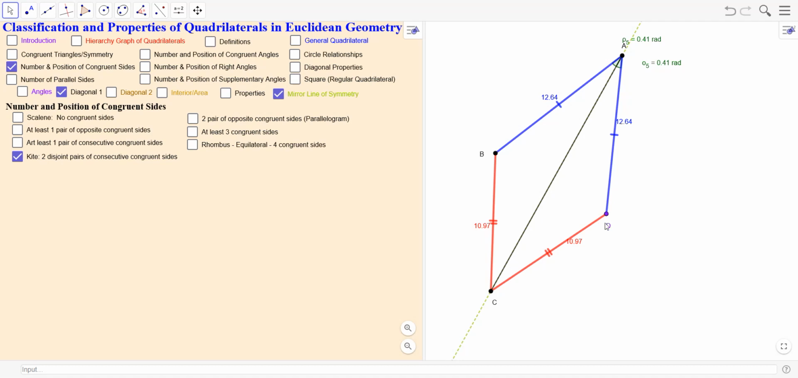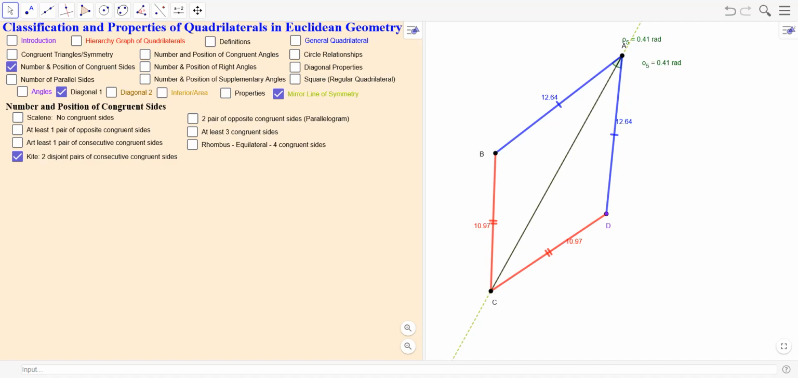Let me get rid of that so we only have one name for it. Okay, so this is a kite. We see that it has a reflective symmetry about this line containing the major diagonal. It is a mirror image of itself, right? And so it makes two triangles that are congruent with a reflection.